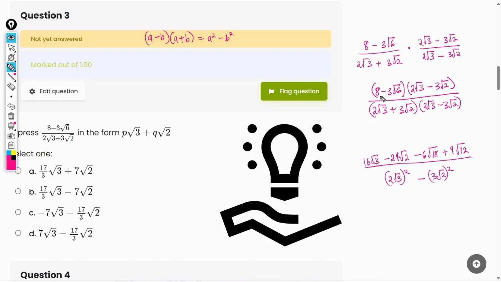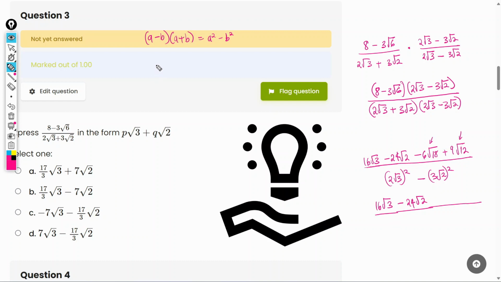Let me just check my math. 16 root 3 minus 24 root 2 minus 6 root 18 and plus 9 root 12. Okay, good, great. So this value here and this value here can be simplified further, right? So I'll do that in the next line for the top. All right, so if I do that, I have 16 root 3 minus 24 root 2.